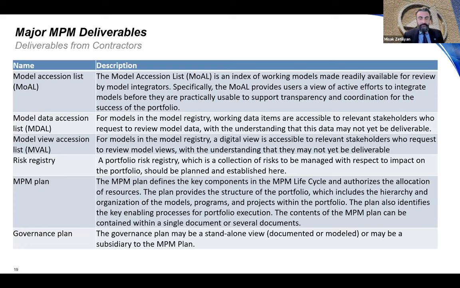The MPM plan is central to the guide, and it defines the key components in the MPM lifecycle and authorizes the allocation of resources. The plan provides the structure of the portfolio, which includes the hierarchy and organization of the models, programs, and projects within the portfolio. The plan also identifies the key enabling processes for the portfolio execution. The contents of the MPM plan can be contained within a single document for small portfolios, or maybe several documents if need be. Governance plan, which may be a standalone view, document, or modeled.